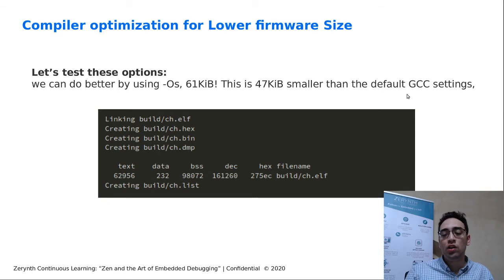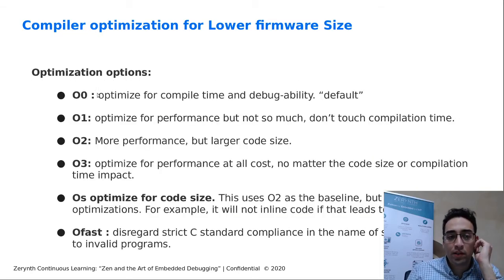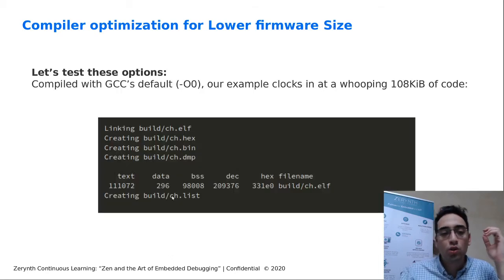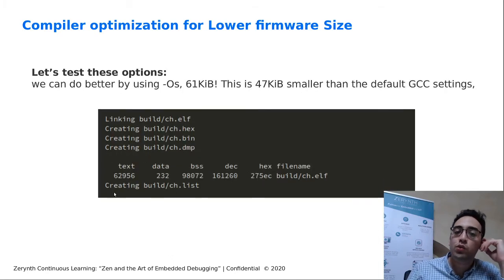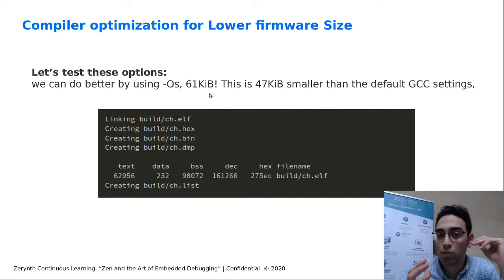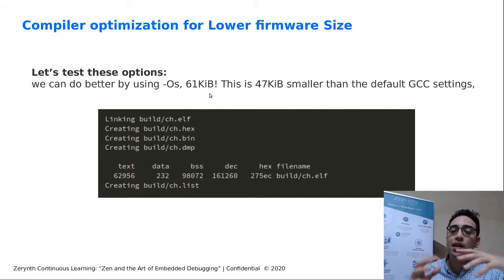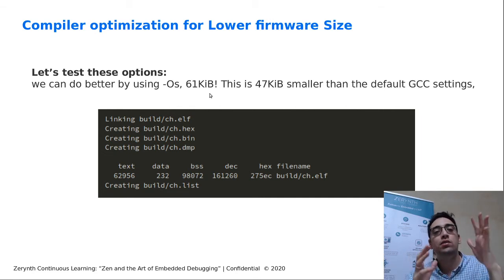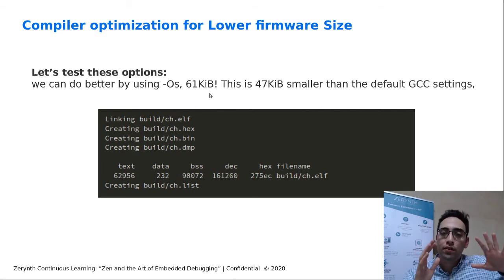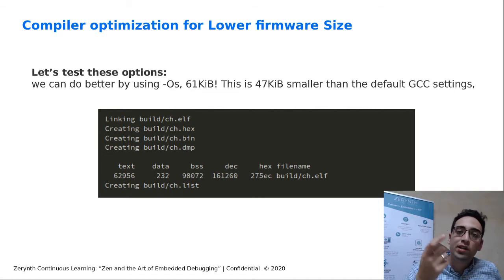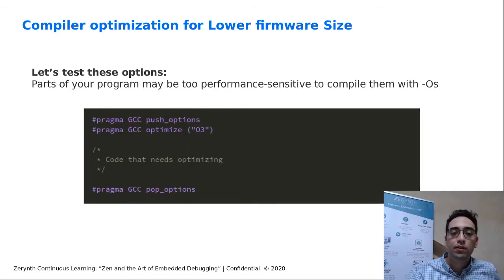Then let's try O of S. So remember that O of 0 is the default, and O of S is optimized for code size. So if we compiled for O of S, we would result in 61 kilobytes. So that's 47 kilobytes smaller in code memory. So essentially, we saved half of the memory size just by using the proper configuration for the compiler.